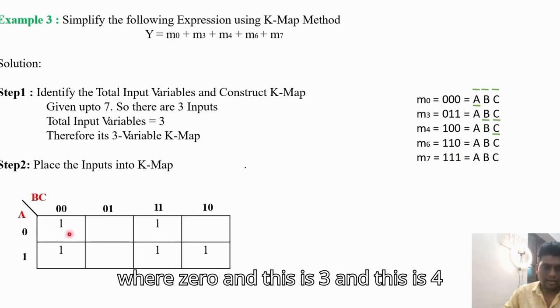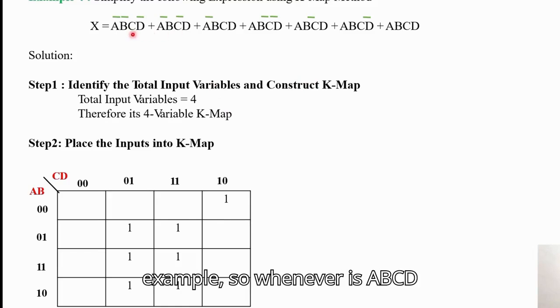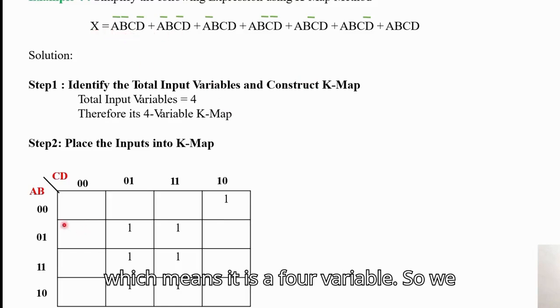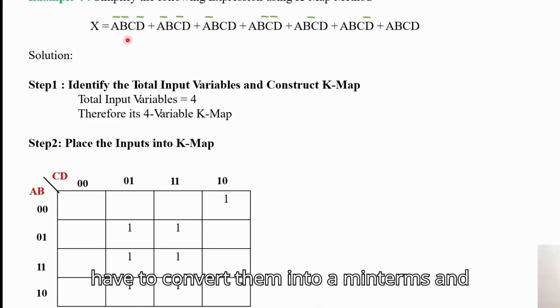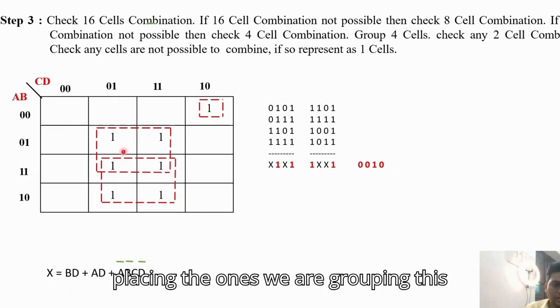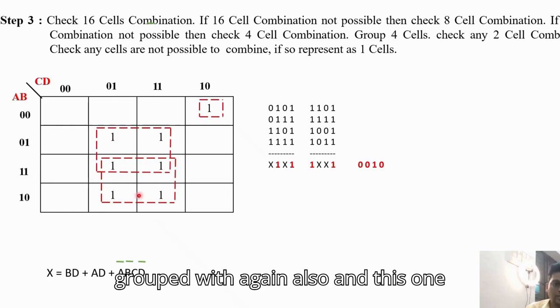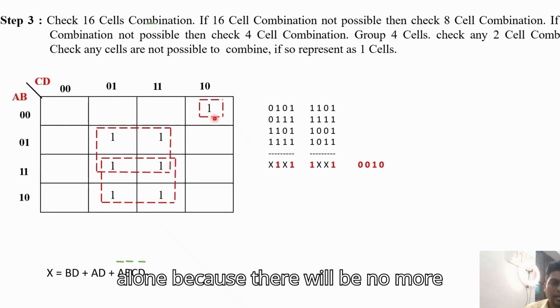So this is 0 and this is 3 and this is 4 and this is 7 and this is 6. Okay. So when we are given a 4 variable function, in this example A, B, C, D, which means it is a 4 variable. So we have to convert them into min terms and we place the ones here. After placing the ones, we group these 4 ones and these 4 ones. It can be grouped again also, and this one is alone because there will be no more option.